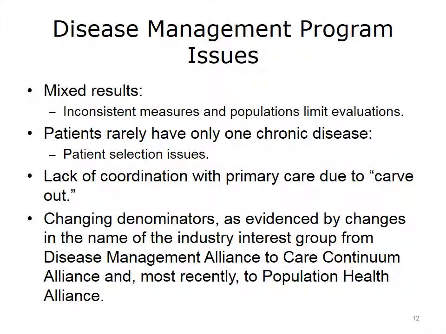Another major issue is that patients generally do not have just one chronic disease. They typically have several chronic diseases. For example, a diabetic very commonly will have heart disease and lipid problems. A patient with chronic obstructive pulmonary disease from smoking will commonly have heart disease, and so on. Programs that target a single disease may select patients with more benign courses and exclude patients who may be sicker due to having multiple chronic problems.